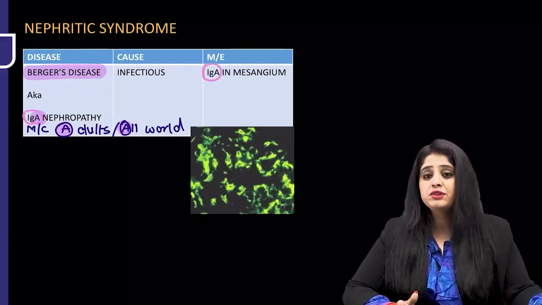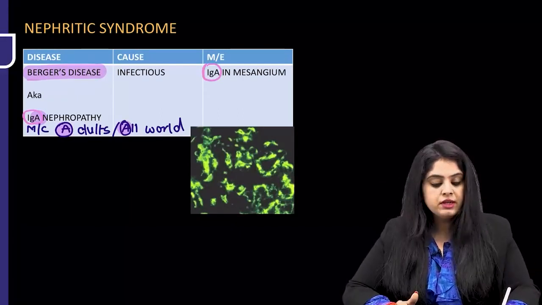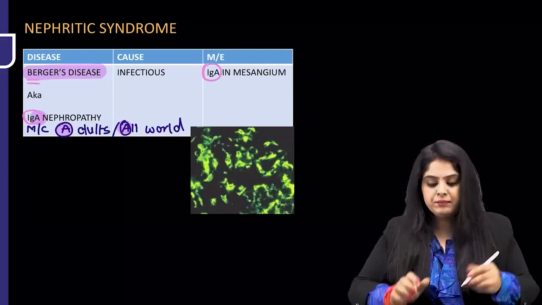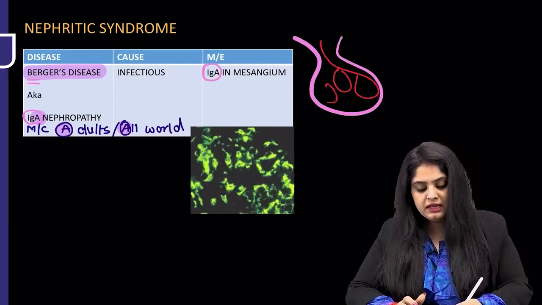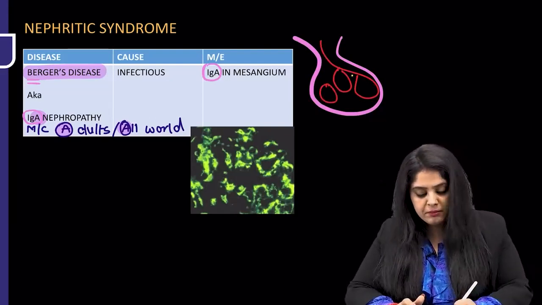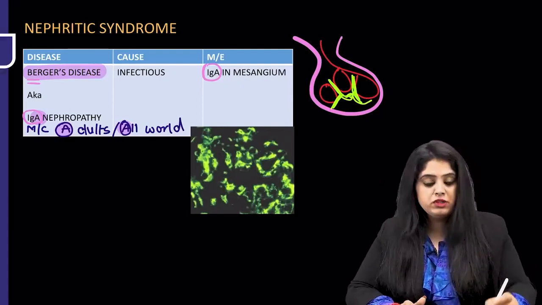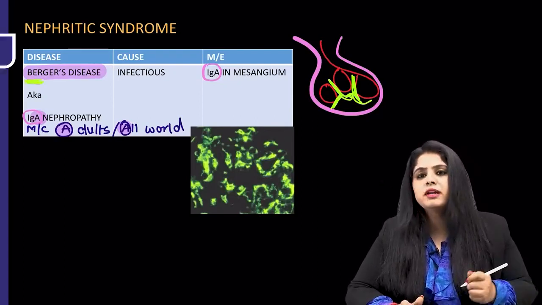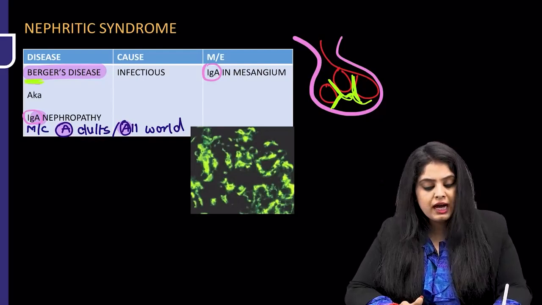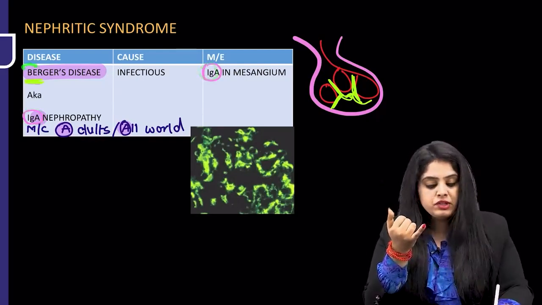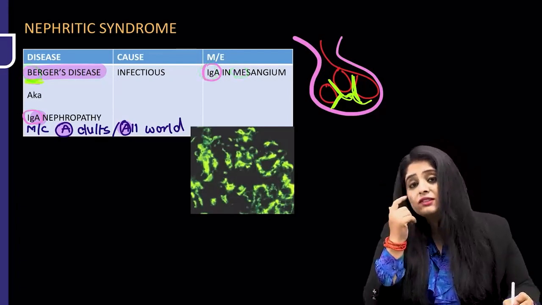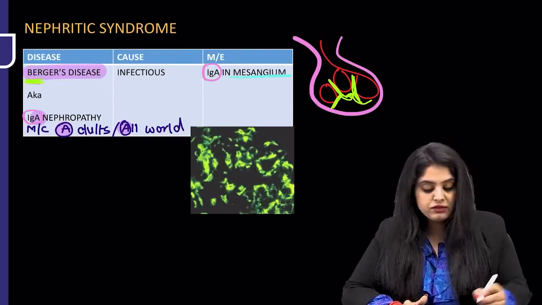IgA is going to get deposited. Where is it going to get deposited? BE for between, in between. So if this is the glomerulus and these are the capillaries, you know where they are getting deposited? Between the capillaries. This immunofluorescence will be seen in between. So that was my mnemonic. Berger's, IgA nephropathy tells me that IgA is getting deposited, and Berger's tells me between. The between area is known as mesangium. This area is known as mesangium.